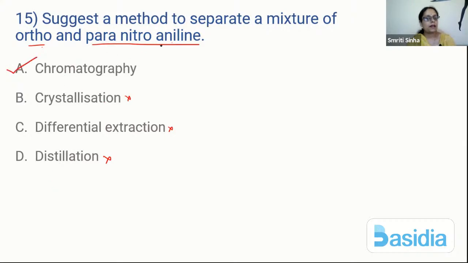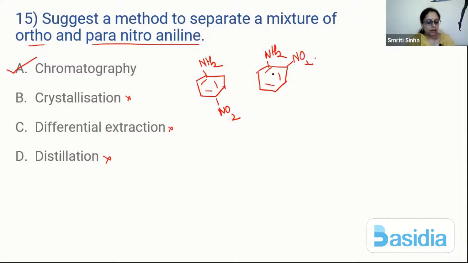In the chromatography technique, both the para-nitroaniline and the ortho-nitroaniline will have different adsorption capacity on the adsorbent, that is on the stationary phase. By running these two on the stationary phase, they will adsorb at different positions, due to which you can separate them out easily.